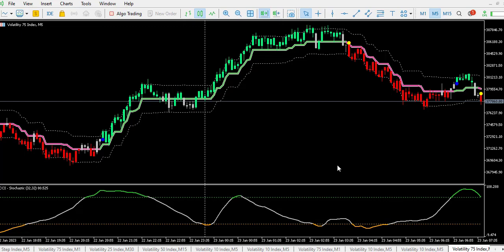We will try and make another video for using this particular strategy on currencies and indices. This is the strategy. I have tested it out on Volatility Index on the Deriv platform, and it's working well.